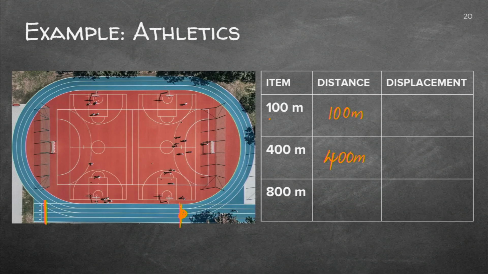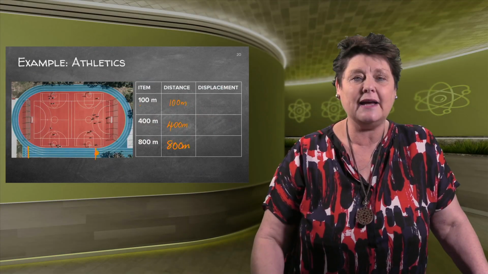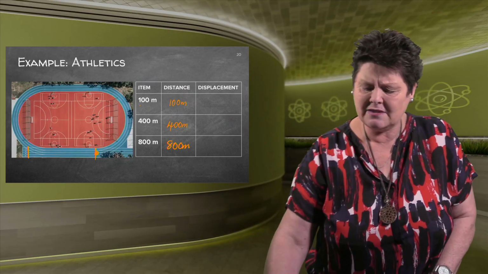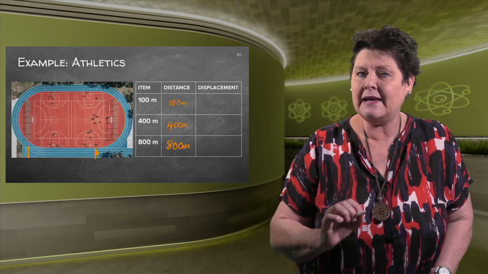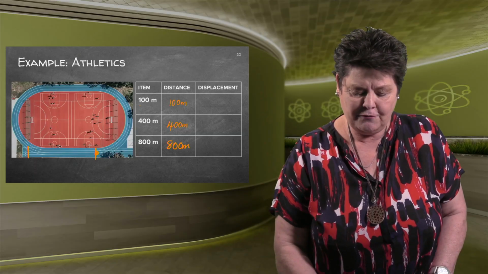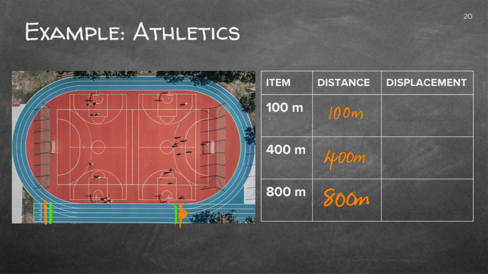Can you think what an 800 meter will be in distance? Twice around the track will be 800 meters. I will be exhausted if I had to run 100 meters and a 400 and an 800 meters. Luckily, we find specialists. 100, 400, 800. But now let's see what is the displacement. Remember, displacement is the beginning linked to the end. If we started here and we end there, it will be 100 meters.